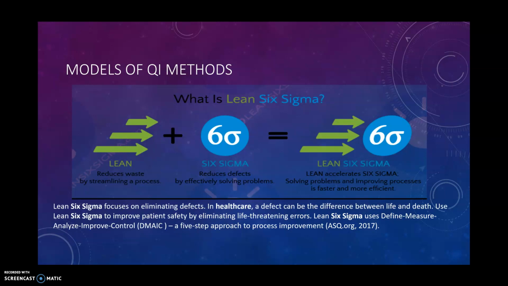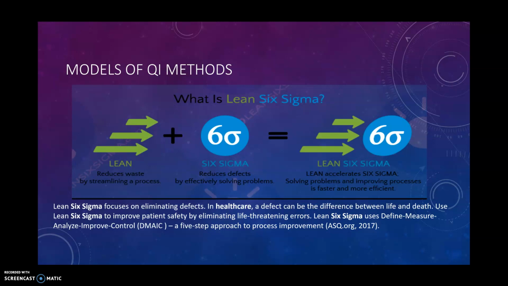The model of the QI method. Here we are to understand the Lean Six Sigma. Lean Six Sigma focuses on eliminating defects and reducing waste by streamlining a process. In healthcare, a defect can be the difference between life and death. Using Lean Six Sigma to improve patient safety by eliminating life-threatening errors.